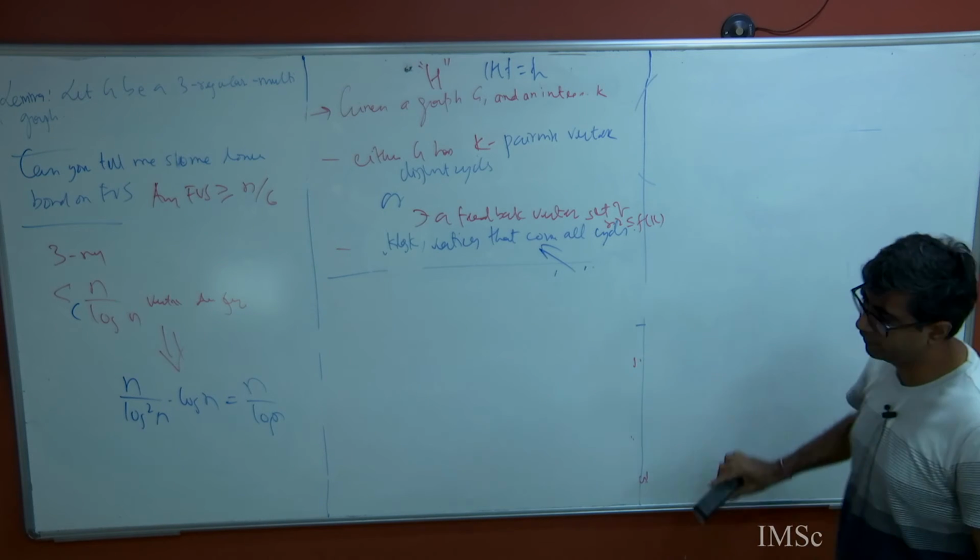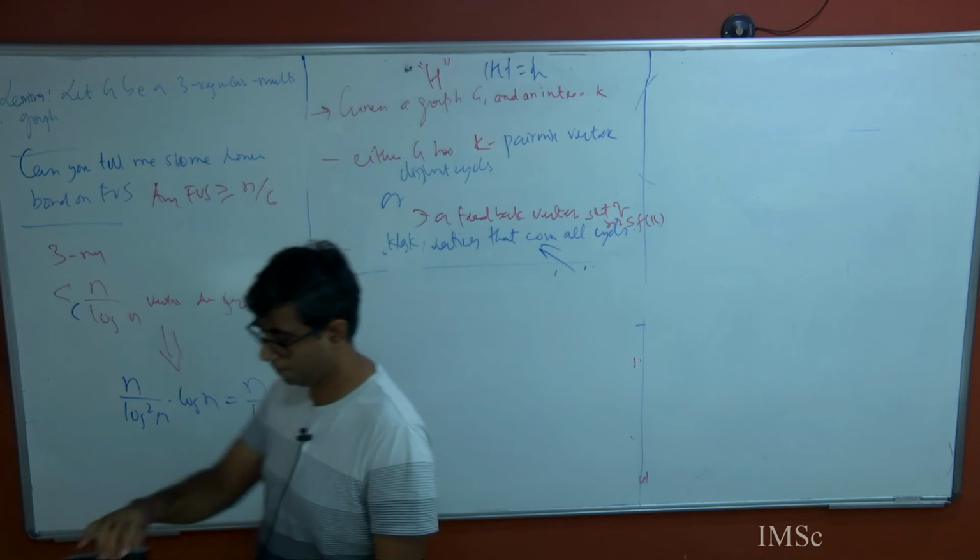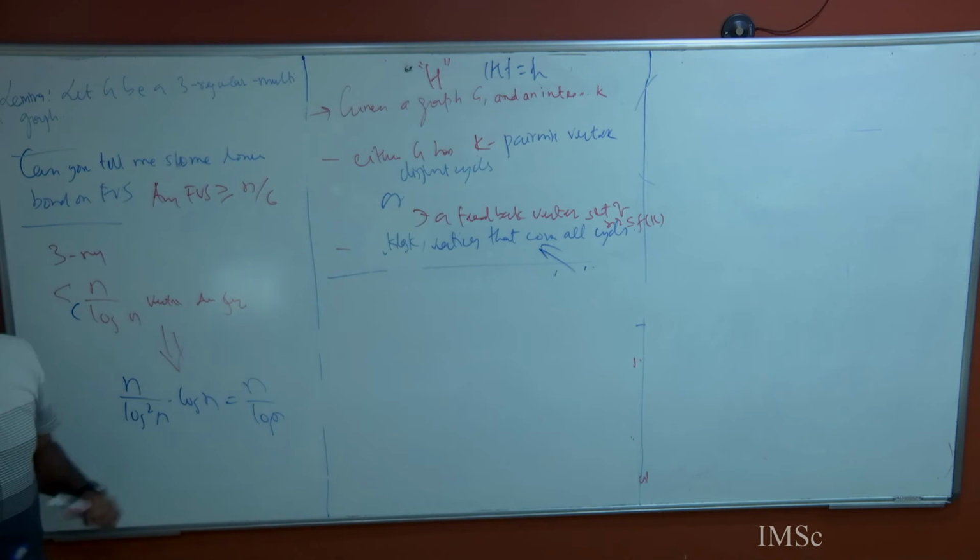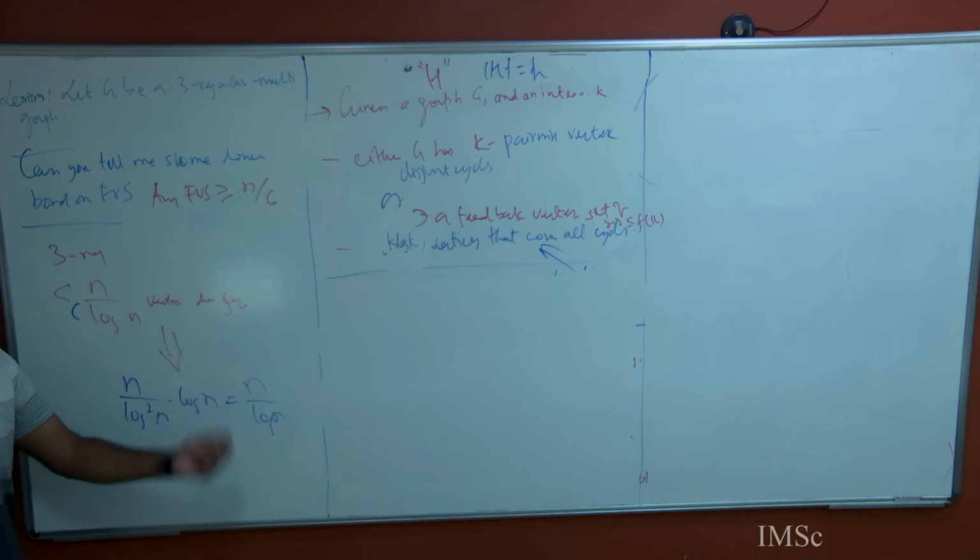So if this graph is 3 regular, what is the shortest cycle? I am going to apply our method. I already told you a method, no? So I am going to just apply that. Okay, so what did I say?